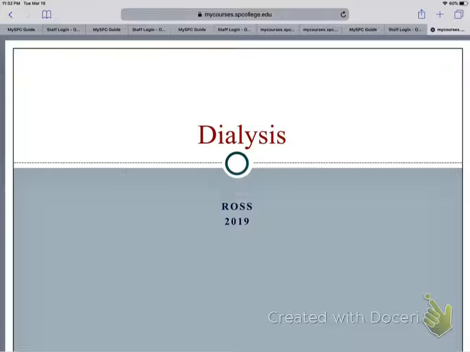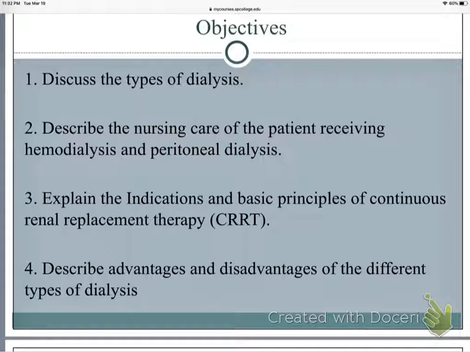Okay, so today we're going to be discussing dialysis. We're going to discuss the types of dialysis, the principles of dialysis. We're going to talk about peritoneal dialysis, hemodialysis, CRRT, and the advantages and disadvantages of each type.